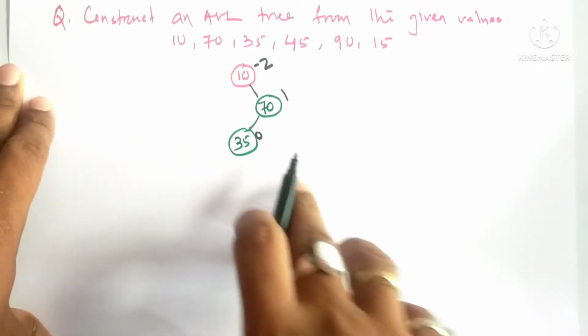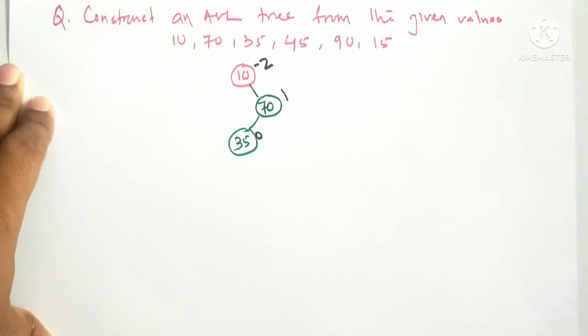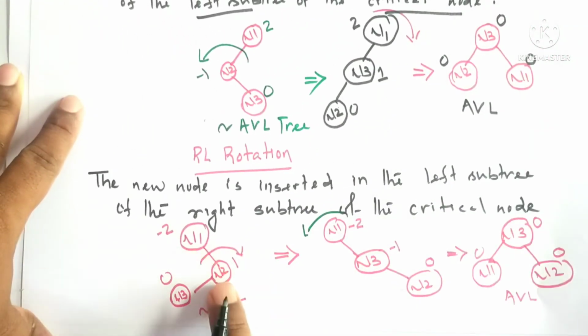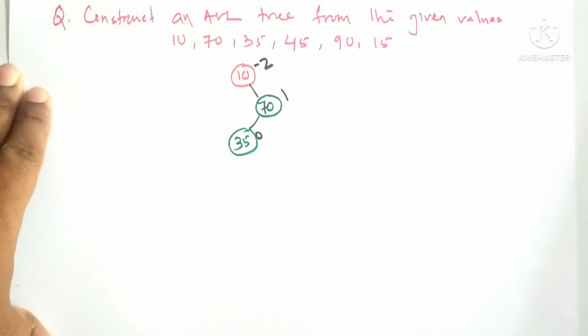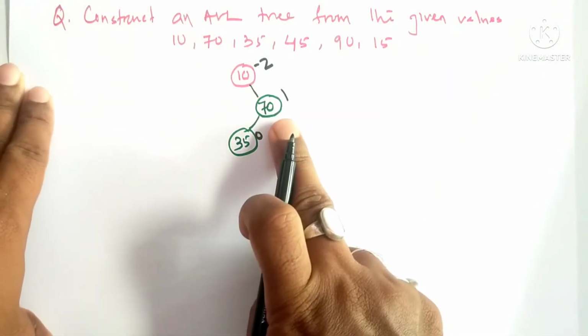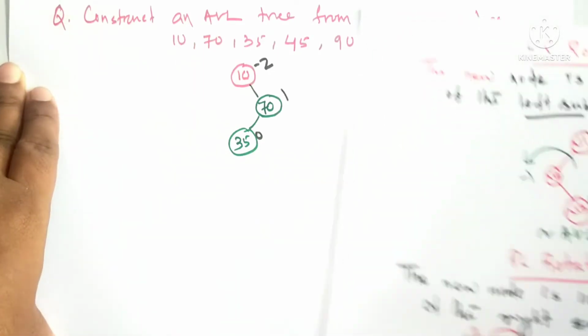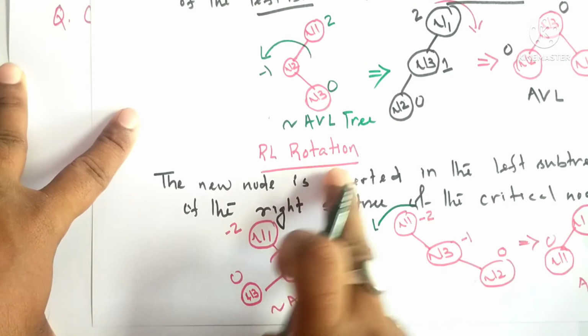Now, what should we do? If you recall, which type of rotation does it belong to? It belongs to your RL rotation. Just look here: N1's right child is N2, N2's left child is N3, and the same thing happens here. 10's right child is 70 and here is 35. So what should you do? We should apply the RL rotation.